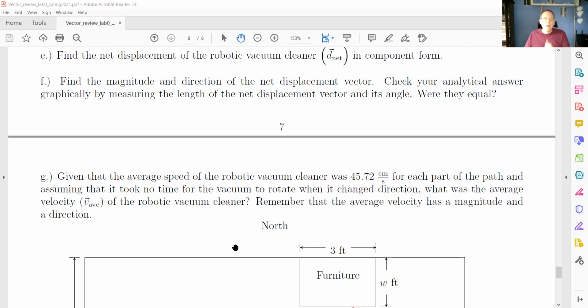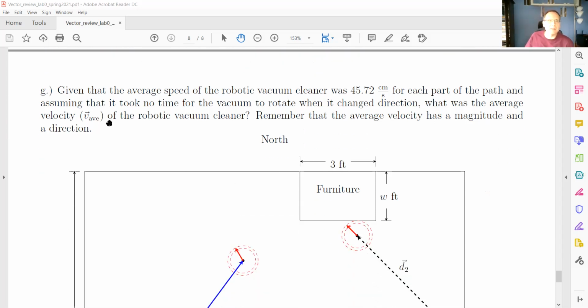And then the last part here is: given that the average speed of the robotic vacuum cleaner was 45.72 centimeters per second for each part of the path, and assuming that it took no time for the vacuum cleaner to rotate when it changed direction, what was the average velocity of the robotic vacuum cleaner? And the hint here is, remember, average velocity has a magnitude and a direction, right? It also depends on the direction.